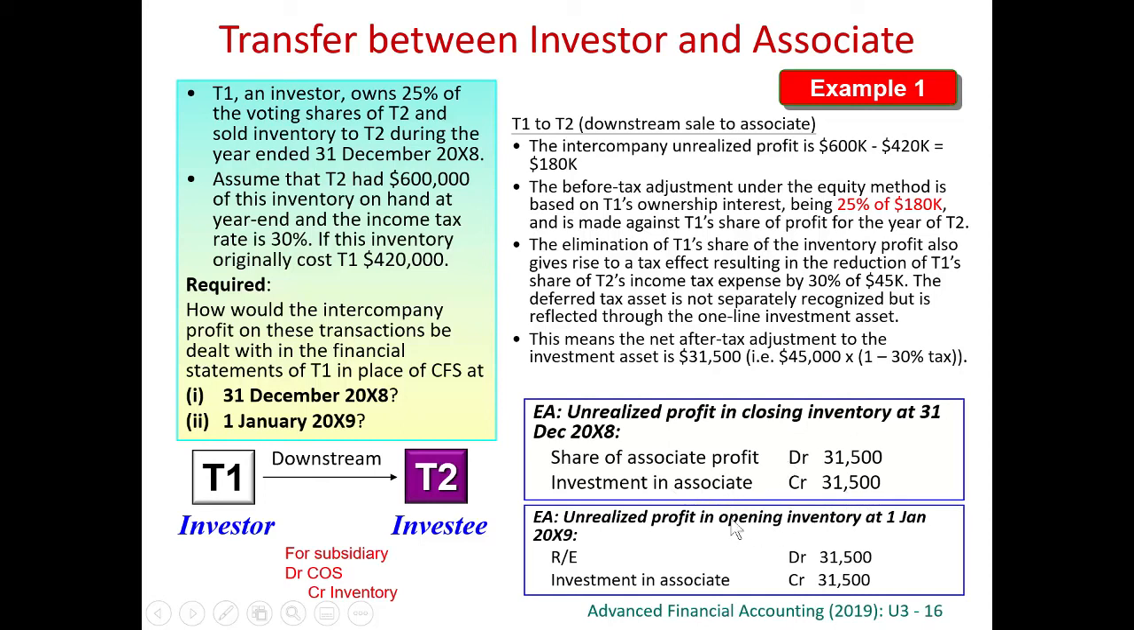Next year, if we have to repeat this journal entry, of course, we will debit retained earnings, because last year it was share of profit of associate and this year it will be retained earnings. If we simply repeat this journal entry, that means if this inventory still remains in our warehouse, we will credit investment in associate.